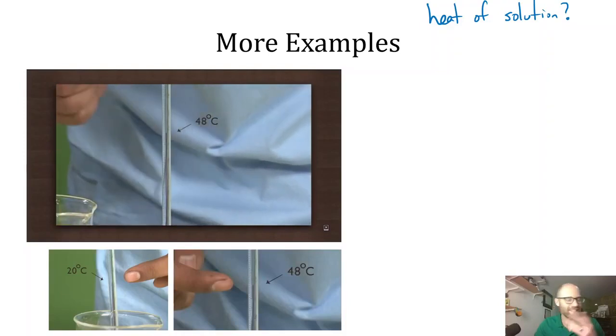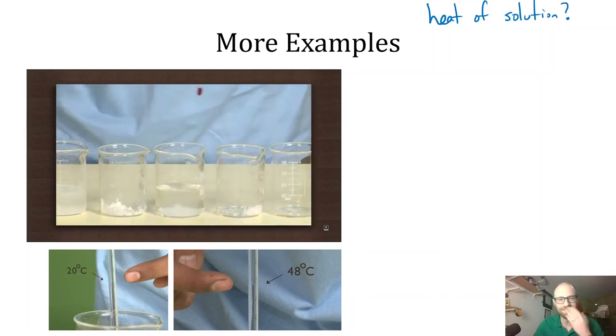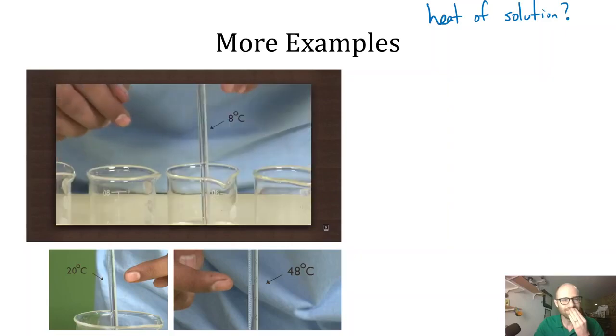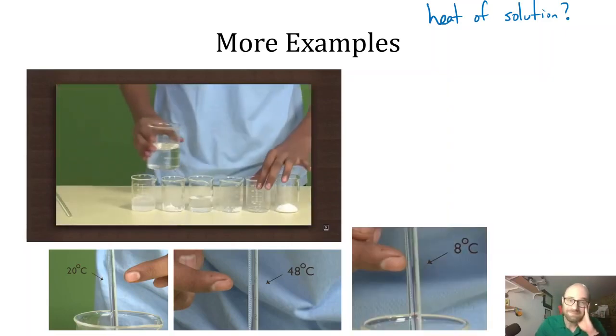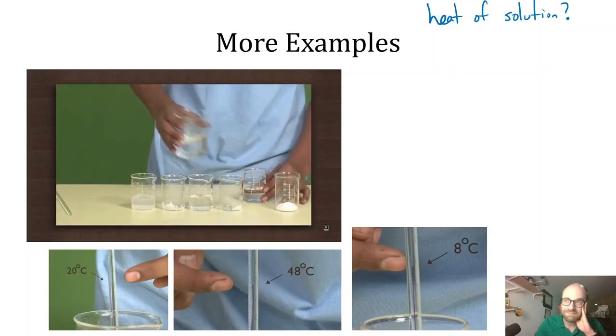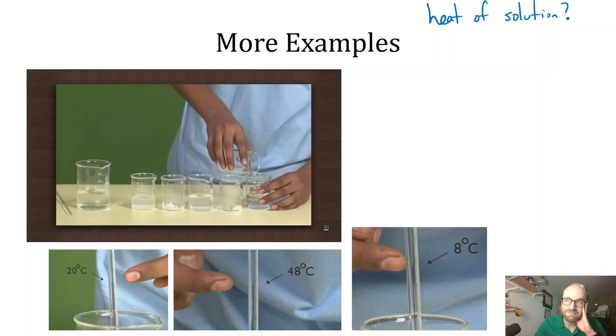What? That's like 100 Fahrenheit. Now add water to the second beaker and then add ammonium nitrate. And again check the temperature. The temperature is 8 degrees. Now add water to the third beaker and then add sodium chloride.